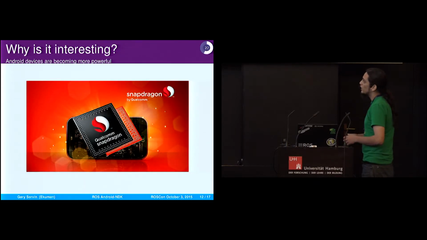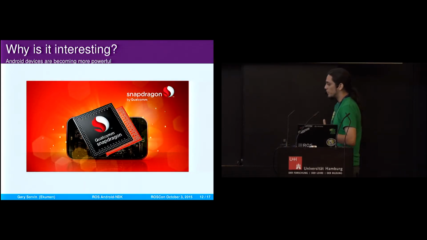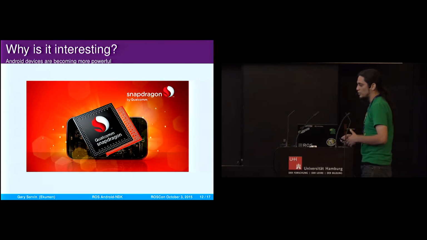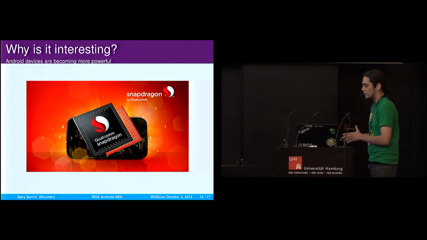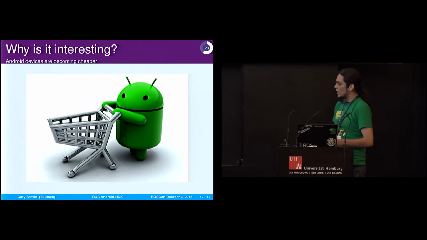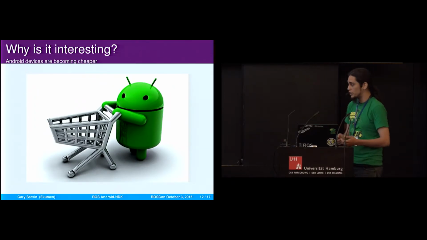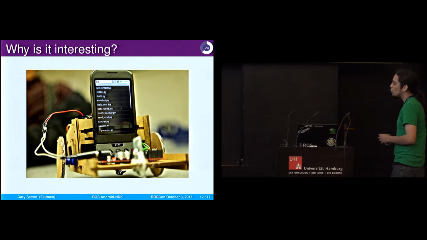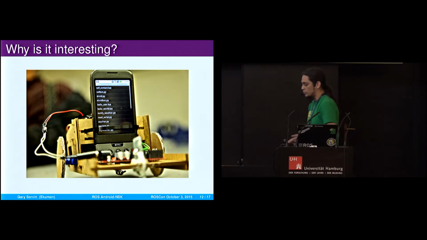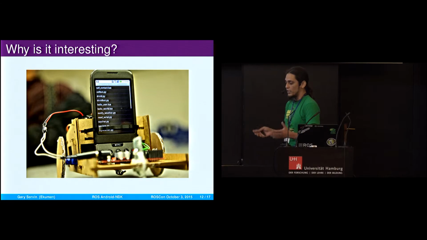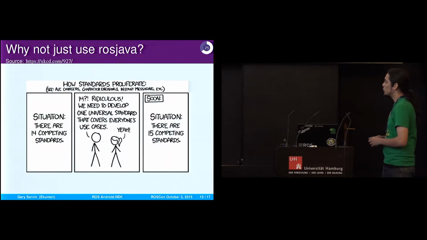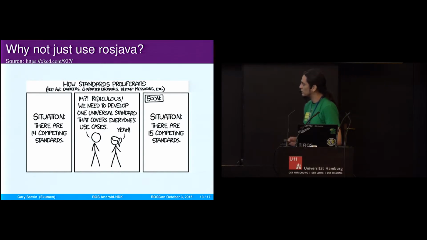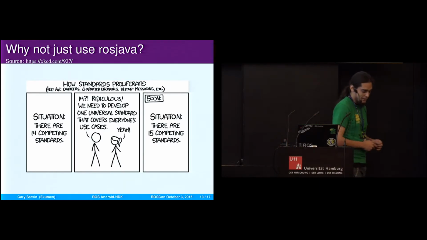So why? We think Android devices are becoming really ubiquitous and very popular. They are also becoming very powerful, so we can start using Android devices on our robots. They are also becoming very cheap, and we can program robots with Android and make an Android app, but we want to use ROS, right? So why not use ROS Java? That's a comic I really like about standards.